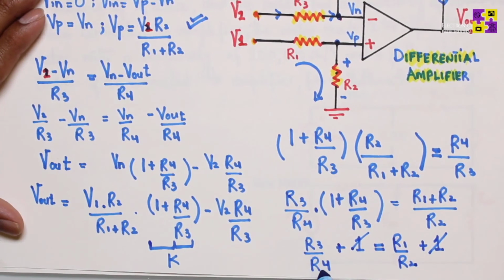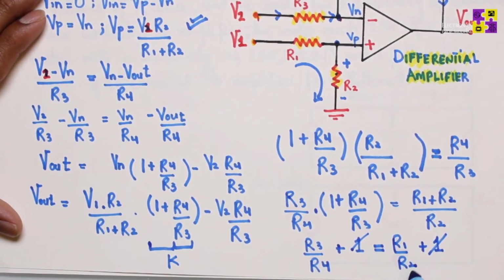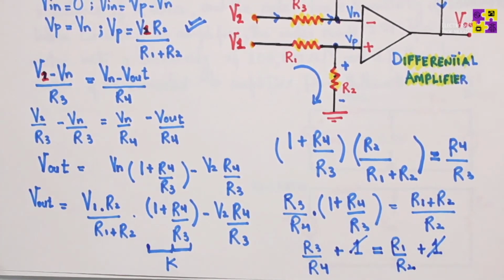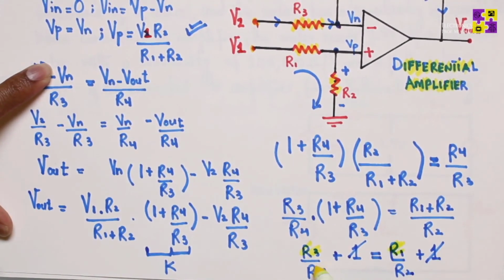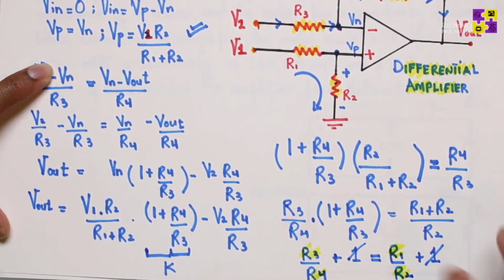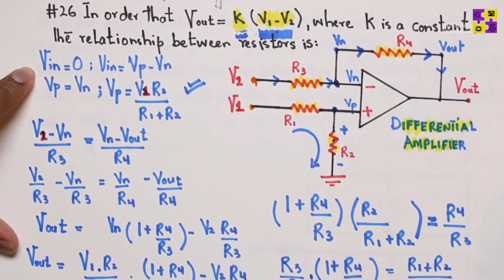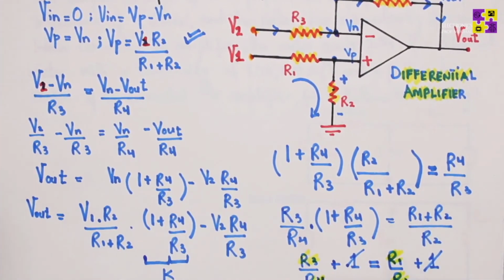Hence, R3 over R4 will equal R1 over R2, which basically means the values for R3 and R1 could be the same, and R4 and R2 could be the same in this circuit right here. So that's the relationship between the resistors.